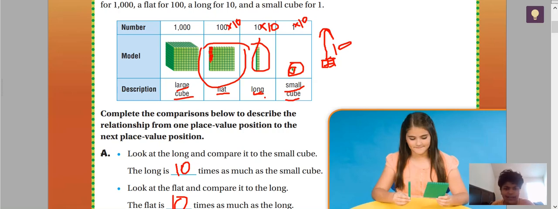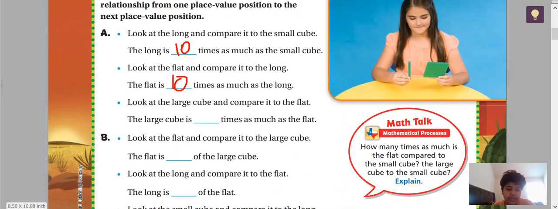Nobody has 10 flats to make one large cube. Do you guys have one large cube? I don't. So what would the answer be? Look at the large cube compared to the flat. The large cube is 10 times as much as a flat. Wow, we did it. We did part A. Oh no, now we have to do part B.